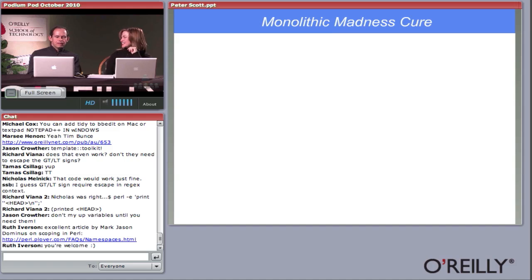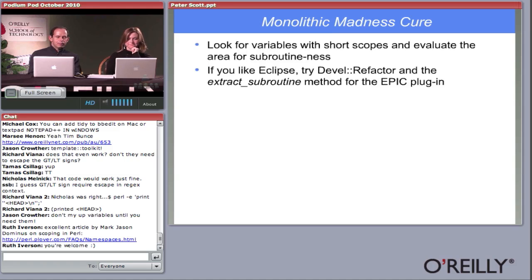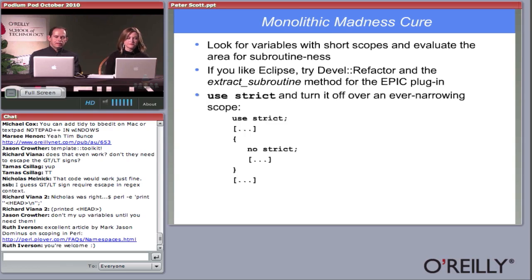So really this needs to be refactored, because the optimal length for any block of code, subroutine or another block, is a screenful. So this is not easy. You want to look for variables that have short scopes and evaluate that area to see whether it can be turned into a subroutine. If you're an Eclipse fan, there is a plugin for Eclipse called EPIC that handles Perl, and there's an extract subroutine method in it.